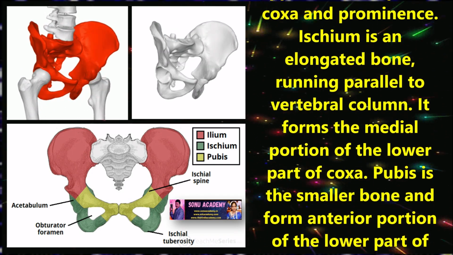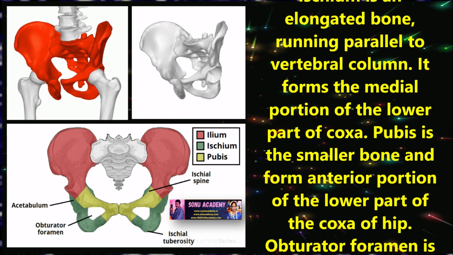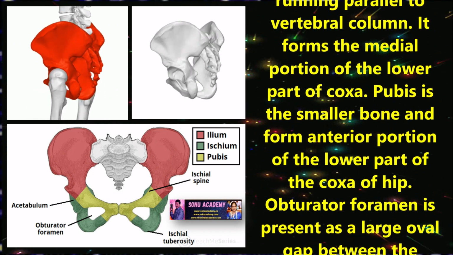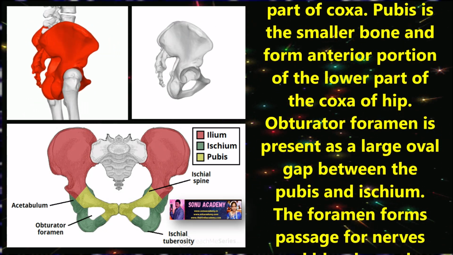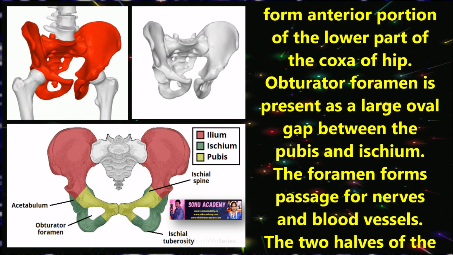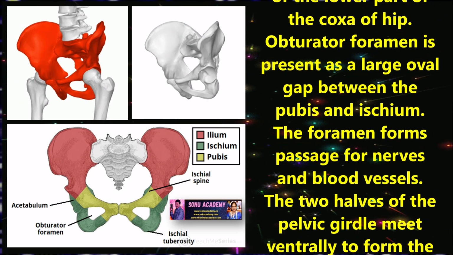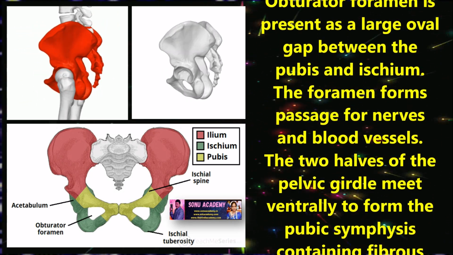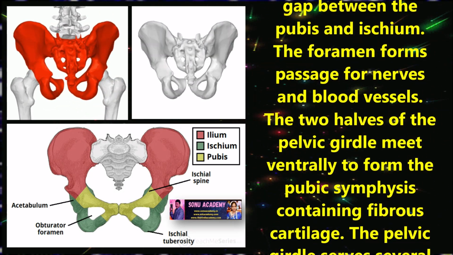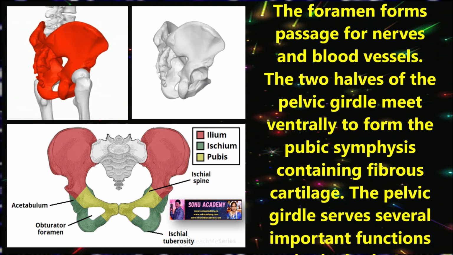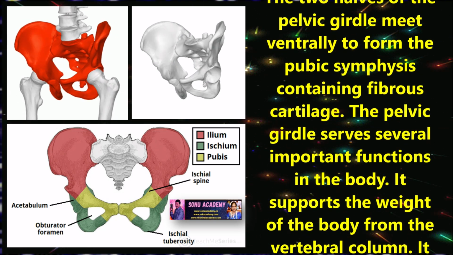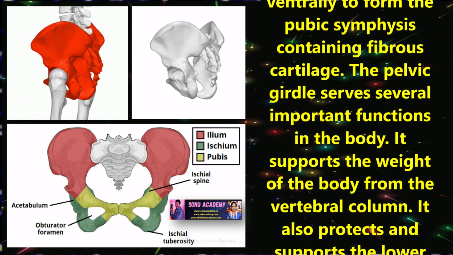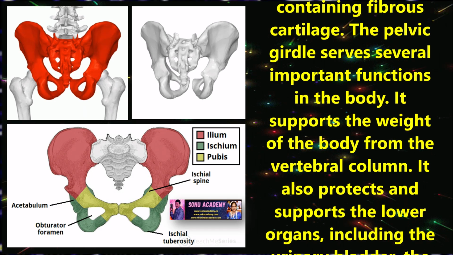It forms the middle portion of the lower part of the coxa. Pubis. Pubis is the smaller bone and forms the anterior portion of the lower part of the coxa or hip. Obturator foramen is present as a large oval gap between the pubis and ischium. The foramen forms a passage for nerves and blood vessels. The two halves of the pelvic girdle meet ventrally to form the pubic symphysis containing fibrous cartilage.